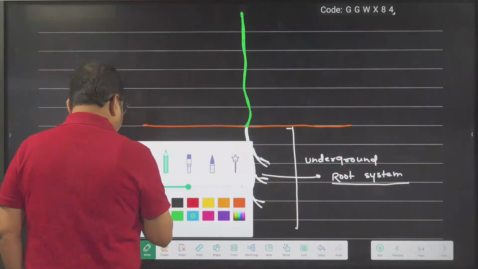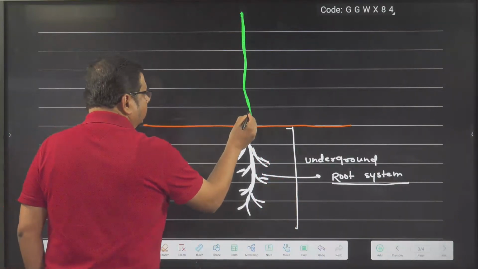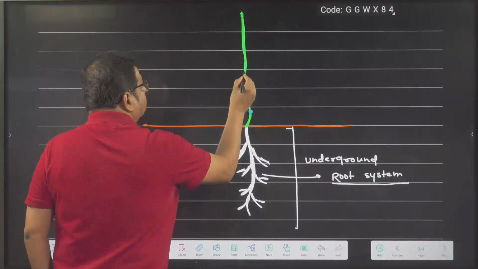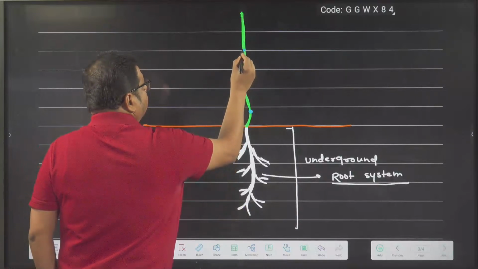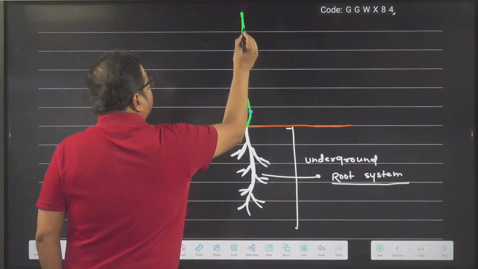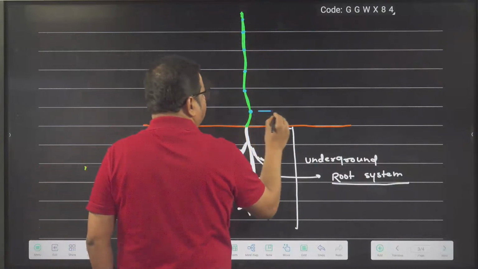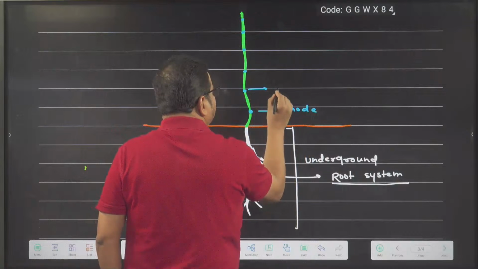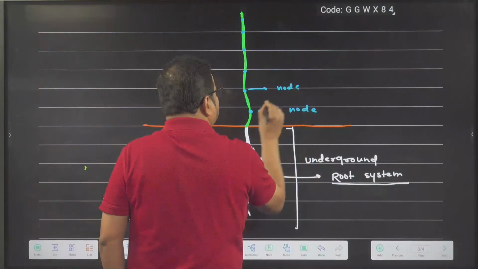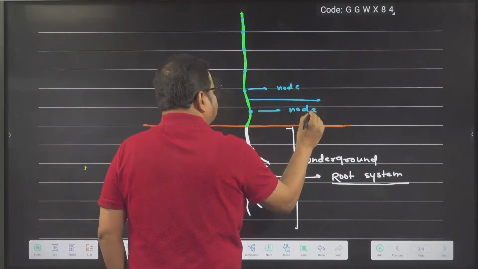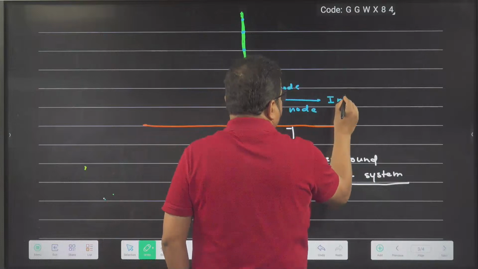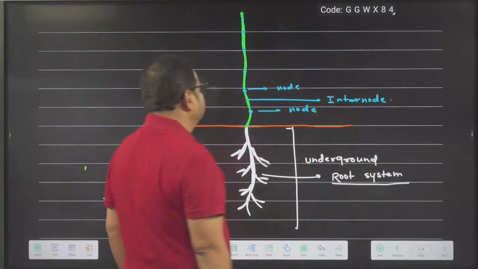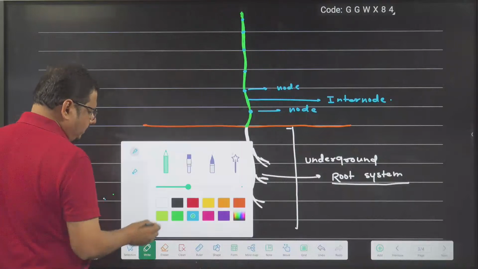Here it is a stem. I am simply drawing the main stem in the diagram. The dot structures I am making here are nodes. So here it is a node. Between two nodes it is the internode. This is also a node, another node, and between two nodes the part of a stem is called the internode. This is the internode. Getting the idea or not?